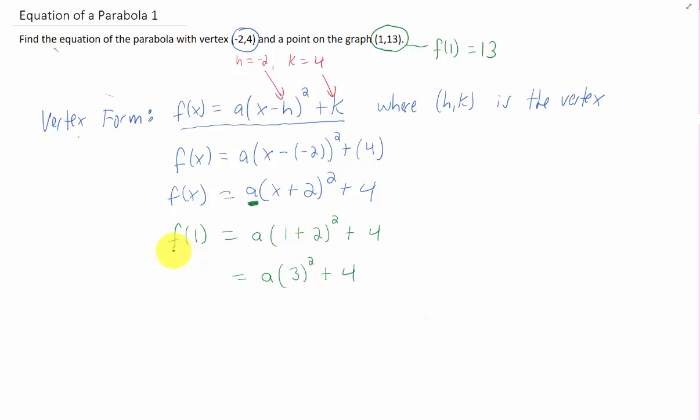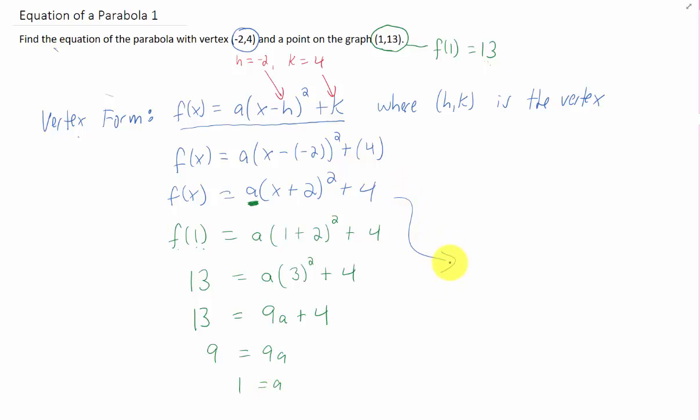Also, what I want to do in this step is say f of 1, we know that that should be 13. The y value of our function should be 13. Now, this is an equation that only has a as a variable, so we can solve it for a. 3 squared equals 9, so we can call that 9a. Subtract 4 from both sides and divide both sides by 9. I'm getting a equals 1.